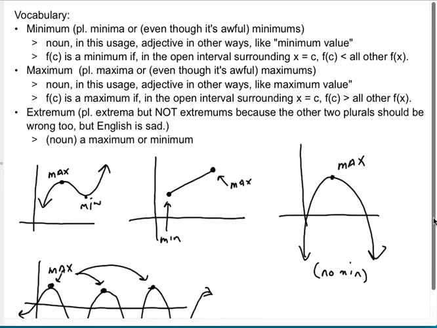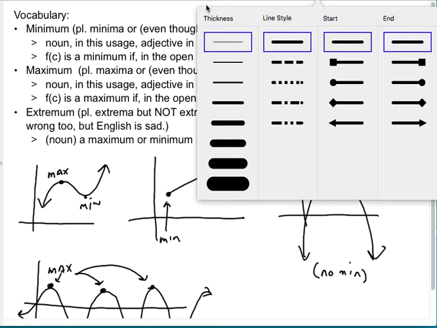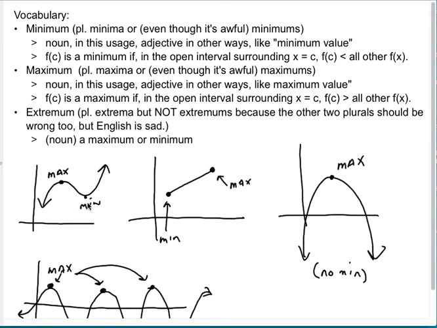So f of c is a minimum if in the open interval surrounding c, like immediately around c, f of c is smaller than all of the other f of x. So just to show you what I mean there, let's look at an example. So here's an example of a min. See how in the open interval surrounding this point, this is the lowest point around? Notice it has to be surrounding that point, because if you were allowed to only pick points to the left or right of a value, then the value could easily always be a max or a min. So see how this is the lowest point in the open interval around it, right? So f of c would be a minimum.